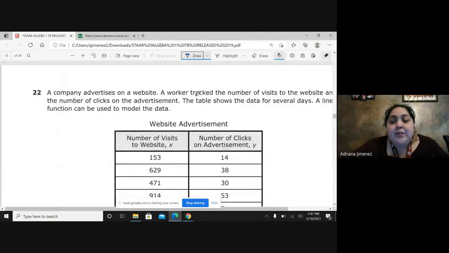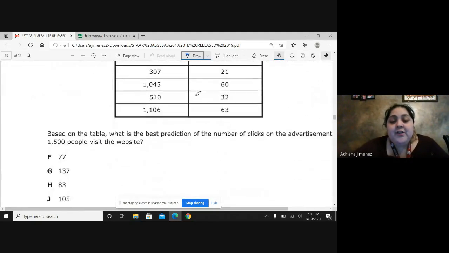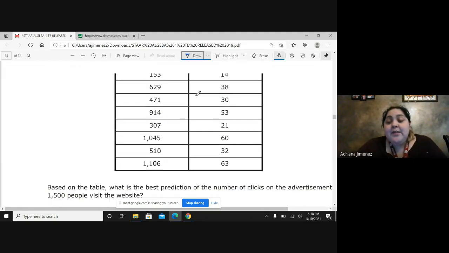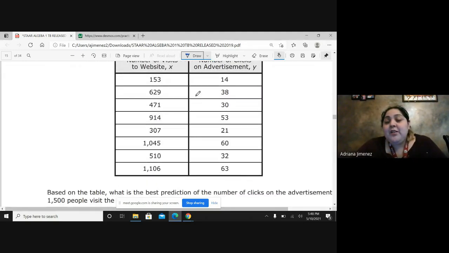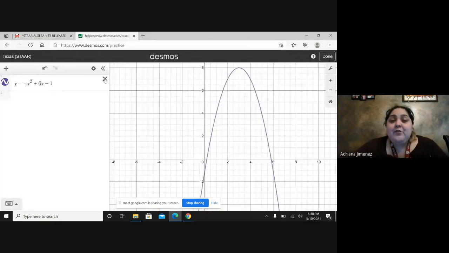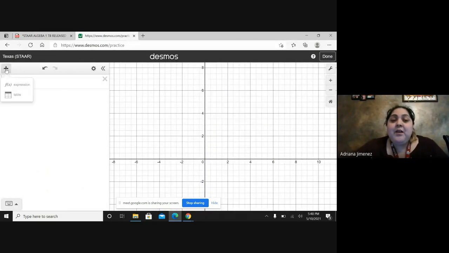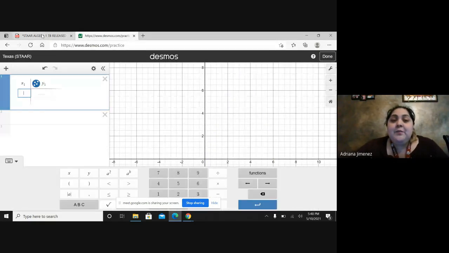Now we're at number 22. We look at the question first. This one says, based on the table, what is the best prediction of the number of clicks on the advertisement if 1,500 people visit the website? So we're going to do the same thing. We're going to type in the table, but we're not looking for the equation that's going to match. But you still need to type this problem in. So plus table, and you're going to type in those values.